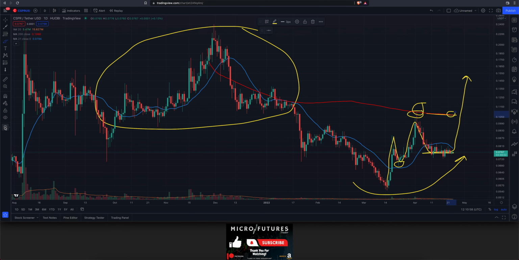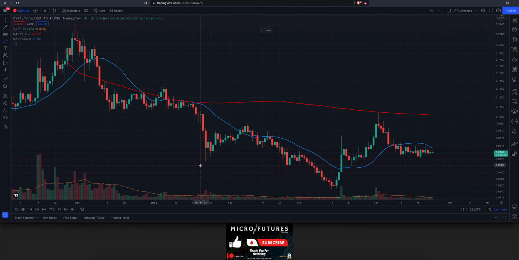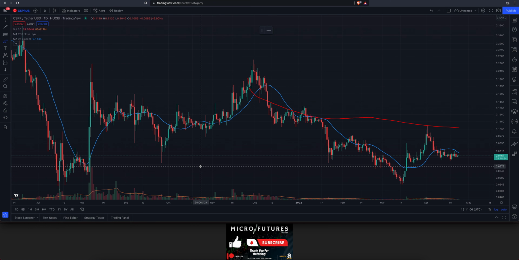So just a couple quick thoughts on CASPER. Nothing too crazy, really not too much to talk about, discuss. Just kind of what I see on the charts. Figured I would share it with you.